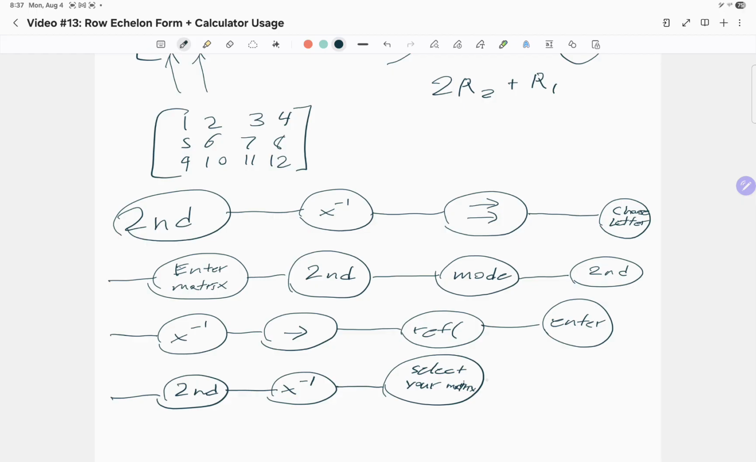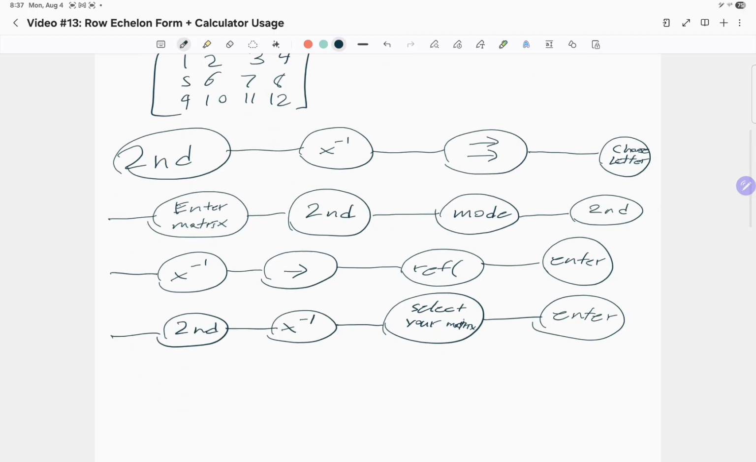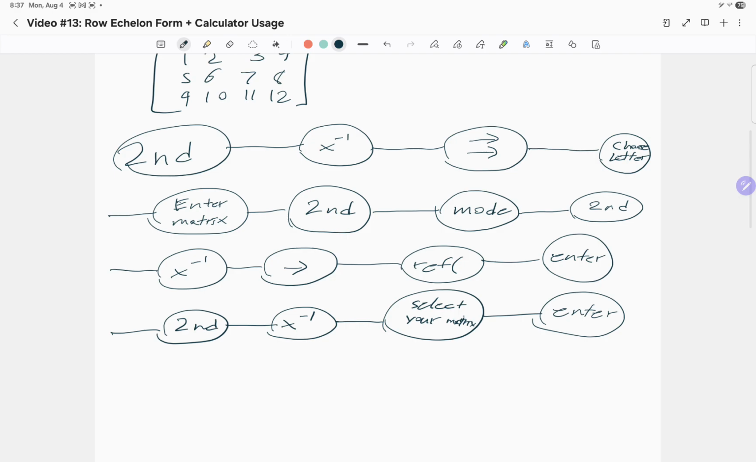And now finally we should be back on the main screen, and press enter one final time. So a total of, what, 16 steps here. But once we press enter, now we have our matrix in row echelon form.